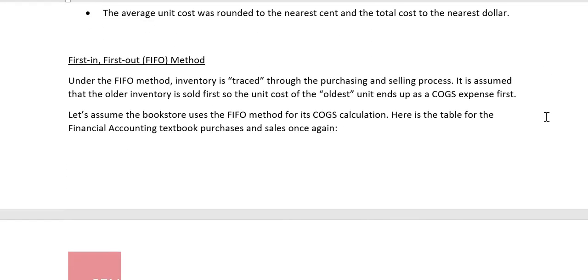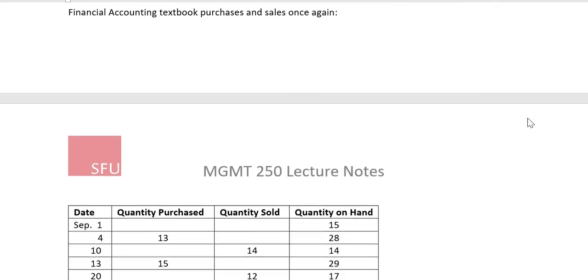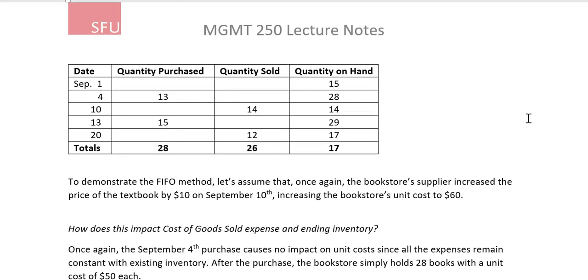Let's move on to the FIFO method here. Under this method, the inventory is traced through the purchasing and selling process. It is assumed that the older inventory is sold first, so the unit cost of the oldest unit ends up as a COGS expense first. Let's assume the bookstore uses the FIFO method for its COGS calculation, and here's the table for the financial accounting. Textbook purchases and sales again.